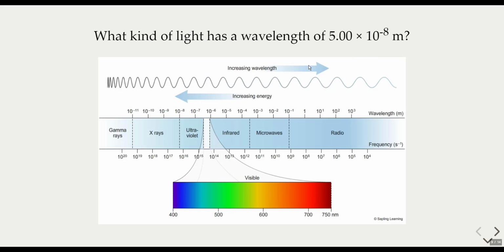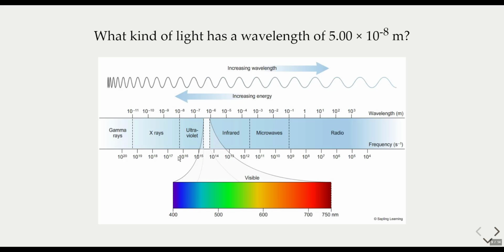First of all, find 10 to the minus 8. Yeah, there it is right there. And we're looking at this top set of numbers. And I want to go to the right because numbers are getting larger to the right. So about halfway between 10 to the minus 8 and 10 to the minus 7 lands me about here. So it looks like it's an ultraviolet light.